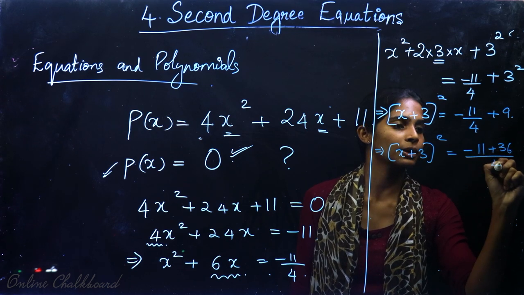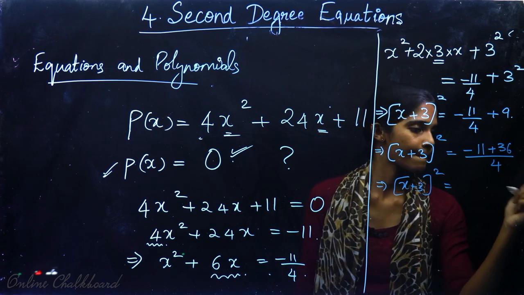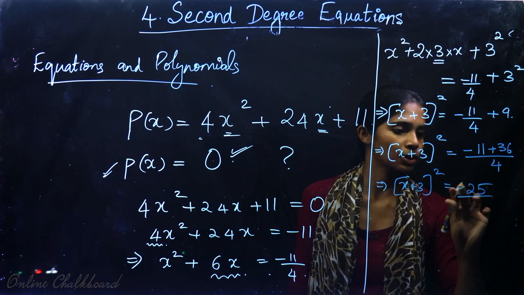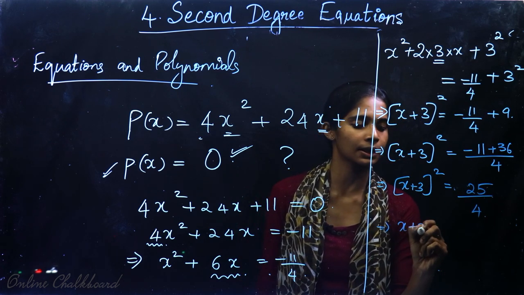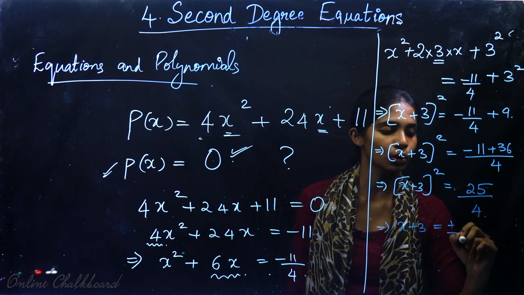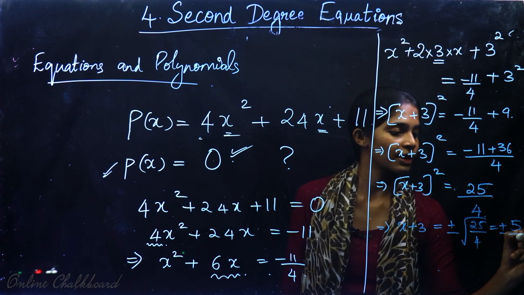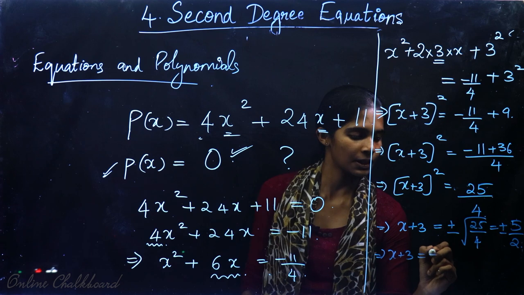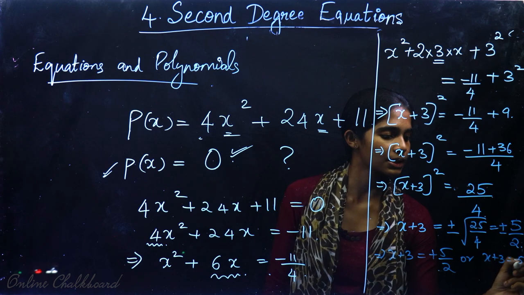36 divided by 4. So x plus 3 square is equal to 25 divided by 4. Now, x plus 3 is equal to, again remember we have two answers, plus or minus root of 25 by 4. So that is plus or minus 5 by 2. Now, x plus 3 is equal to plus 5 by 2 or x plus 3 is equal to minus 5 by 2.